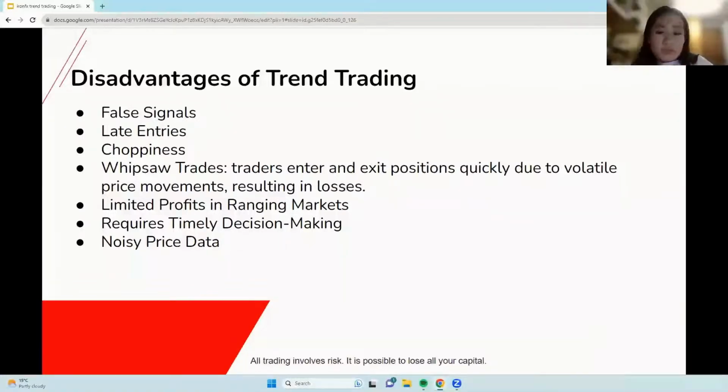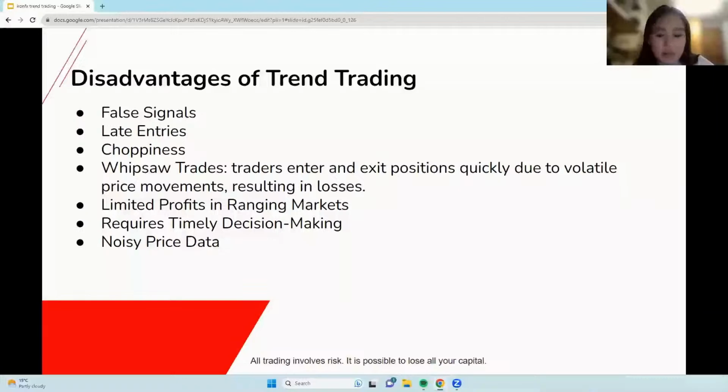Okay, limited profits in ranging markets. This is also part of my answer to the question from earlier. Trend trading might struggle to generate profits in markets that lack a clear and sustained trend, because these trades may get caught in a range-bound price movement.